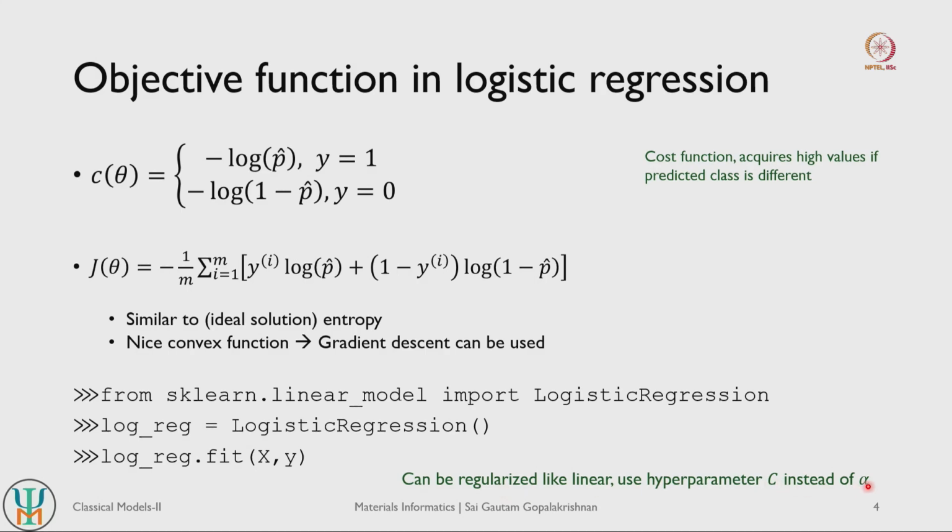The only difference is that instead of alpha, which is often used as a penalty term in linear regression with ridge or lasso, we use a hyperparameter called C. You can roughly consider C to be 1 over alpha. So in linear regression, higher values of alpha implied more regularization of your model. Here higher values of C imply that your model is less regularized. So C is inversely proportional to alpha. That is the only difference.